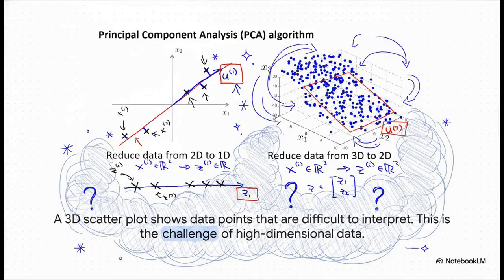I mean, just take a look at this cloud of data points. Can you really see what's going on here? Is there a pattern, a trend? It's pretty much impossible to tell, right? This is the big challenge with high-dimensional data. All that complexity actually hides the very patterns we're desperately trying to find.